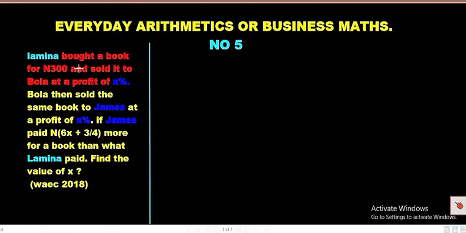And I'm going to be using this color. I think I like this color more than other ones.